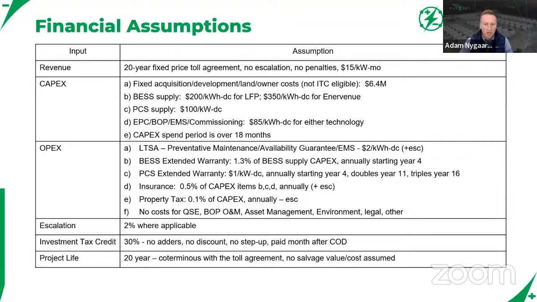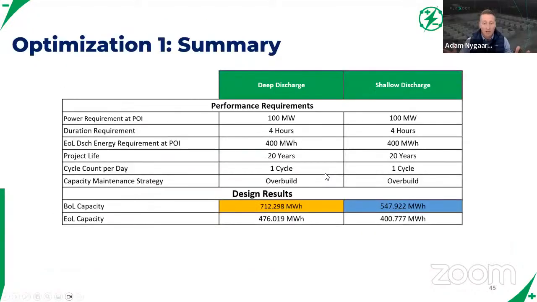And then finally, project life. We're assuming the project ends basically the same time as the toll agreement or contract. So we're not assuming any terminal value. We're not assuming any residual value, aka salvage value, or assuming that there's any cost to decommission the site. So now let's take a look at the financial comparisons between the two, right?